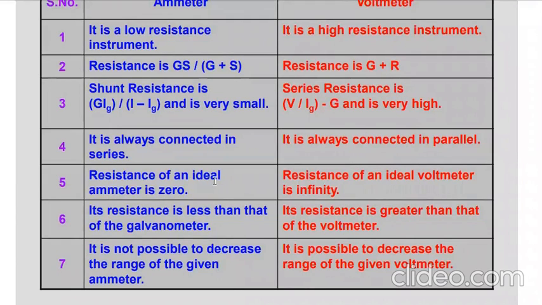Now, the resistance of an ideal ammeter is 0, while the resistance of an ideal voltmeter is infinite.